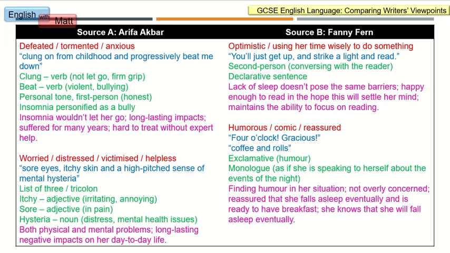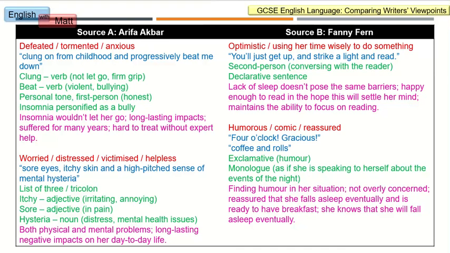So, source B, the writer is finding humour in the situation. She's not overly concerned. She knows that she falls asleep eventually and she's ready to have breakfast and start her day. So she's reassured by the fact that she knows she will nod off eventually.